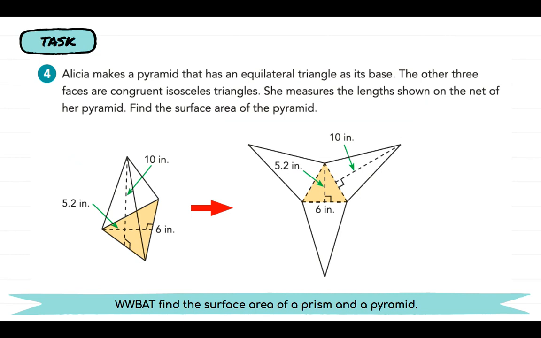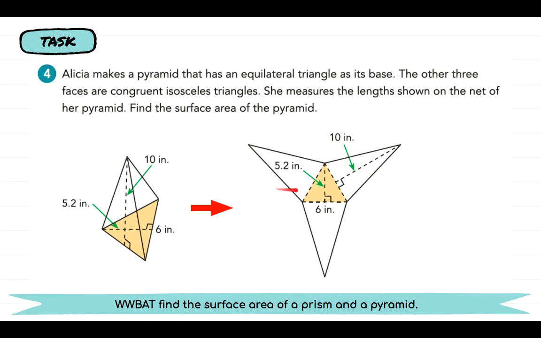Now it's your turn. Alicia makes a pyramid that has an equilateral triangle as its base. Equilateral means that all sides are equal. The other three faces are congruent isosceles triangles. She measures the length shown on the net of her pyramid to find the surface area of the pyramid.